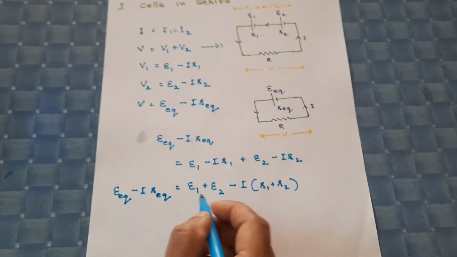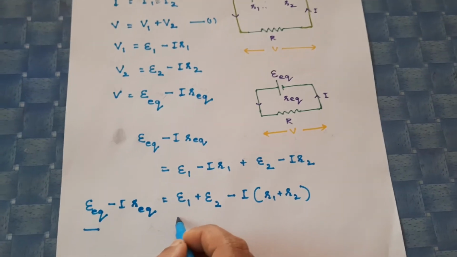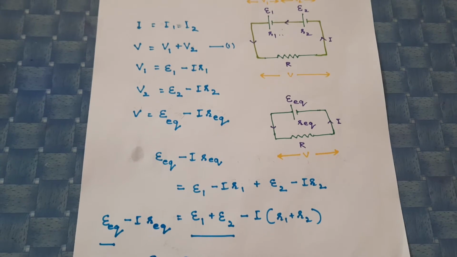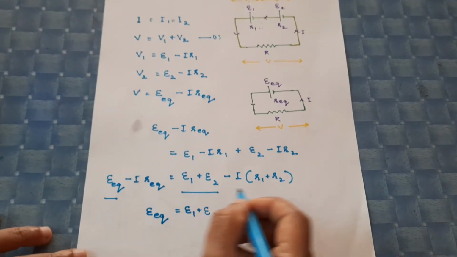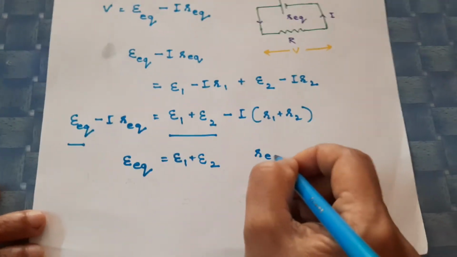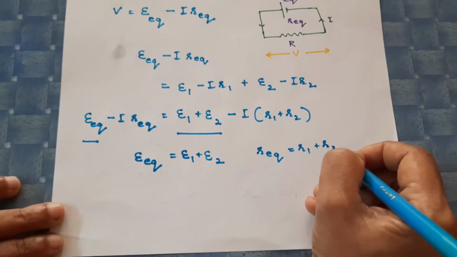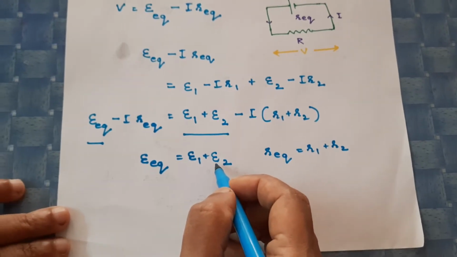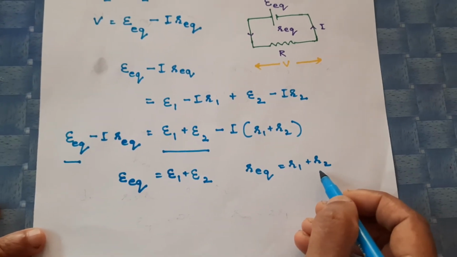Let us compare the left hand side and right hand side. E equivalent is equal to E1 plus E2. And R equivalent is equal to R1 plus R2. This is the equivalent EMF of two cells in series and the equivalent internal resistance of the two cells.